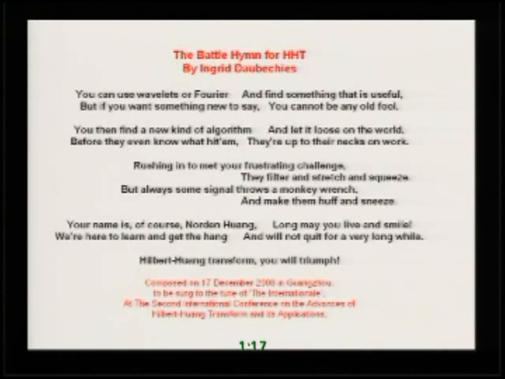Actually, this song was composed to me, and she dedicated this to me. And you then find a new kind of algorithm and let it loose on the world. But before they even know what hit them, they were up their neck on work.